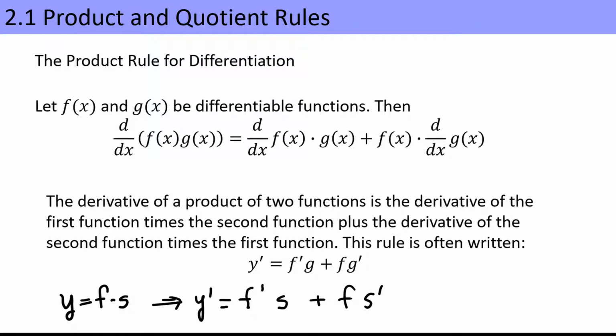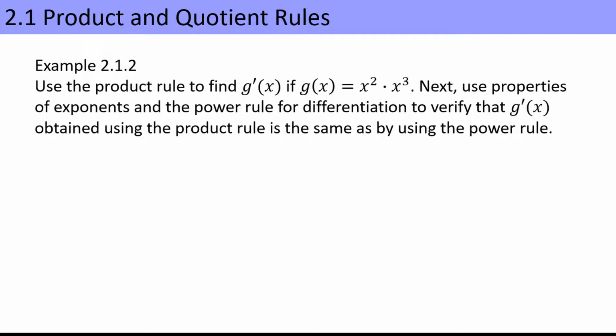This derivative rule, as with all the previous ones we have learned, must be memorized. Example 2.1.2. Use the product rule to find g prime of x if g of x is the product of x squared times x cubed. Next, use properties of exponents and the power rule for differentiation to verify that the g prime of x we obtained using the product rule is the same as by using the power rule.